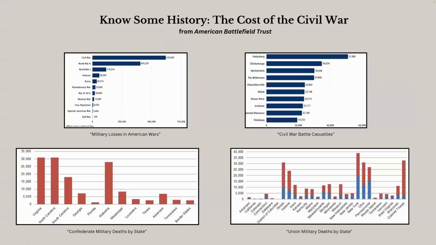Now, there's an excellent online article by American Battlefield Trust, and I think it's titled Civil War Casualties. It has great charts, and I want you to become aware of this as well. This first chart right here shows the military losses in American wars. This is the Civil War, 620,000.